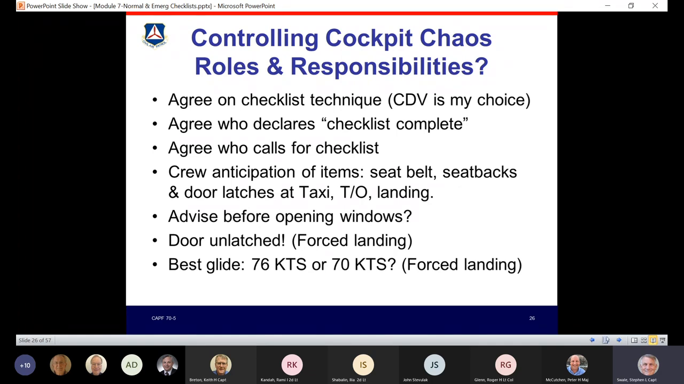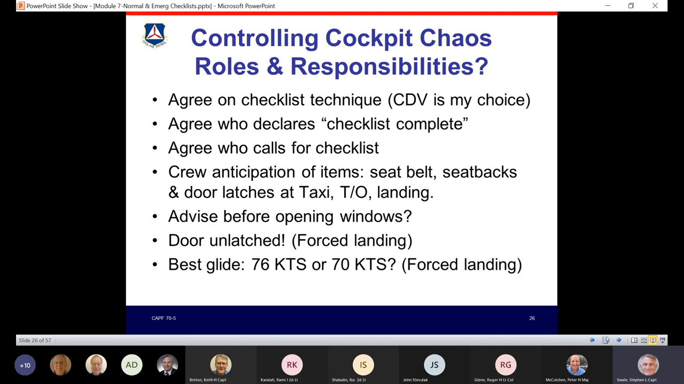Other things, a very important thing when you're in an emergency situation often is to maintain best glide. And the NHQ checklist calls for 76 knots for forced landing. It's interesting, that's the right target for 3,100 pounds, so that's max gross. But if you're around 2,600 pounds, the POH says that 70 knots is the best glide speed.